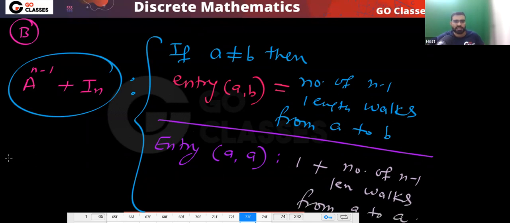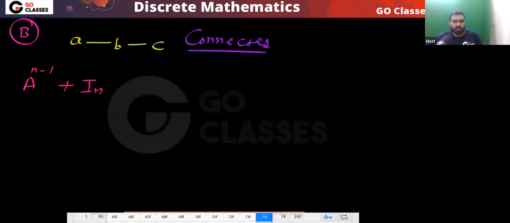So tell me, did you understand this? Option B, this parameter, did you understand what this is actually doing? For A comma A, this is just adding plus one. And for other entries, if A is not equal to B, then it is not doing anything. Very simple, this is what it is doing. Now you can easily consider this counterexample. This is connected, but what will your graph be?